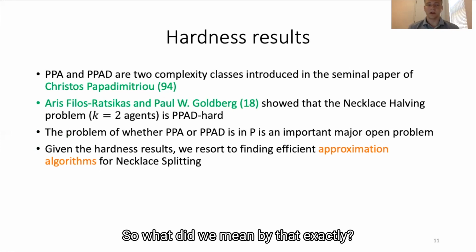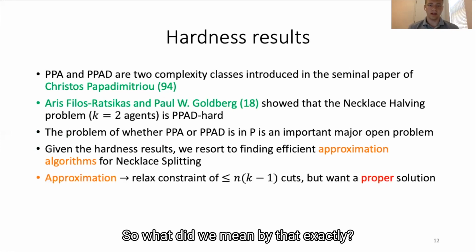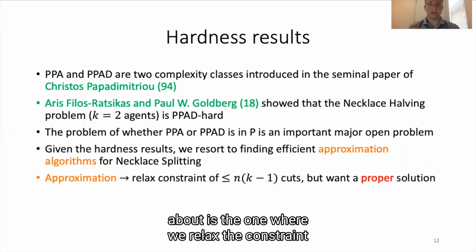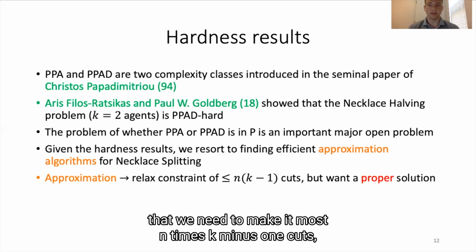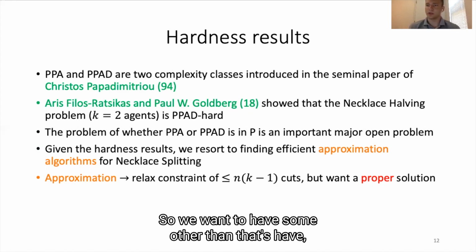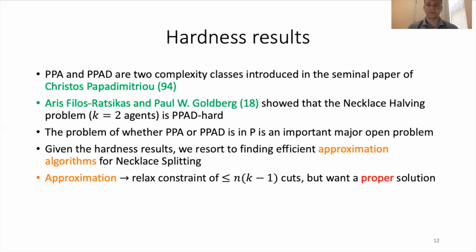So what do we mean by that exactly? Well, the approximation that we care about is the one where we relax the constraint that we need to make at most n times k minus 1 cuts, but we still want a proper solution. So we're going to be making more than n times (k minus 1) cuts to get a proper solution, but we don't want to make too many cuts. So we want to have some algorithms that don't make too many cuts.